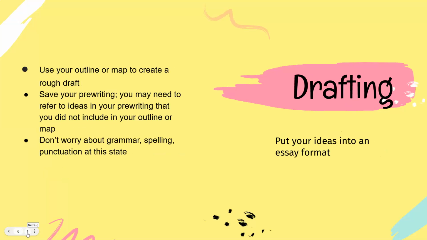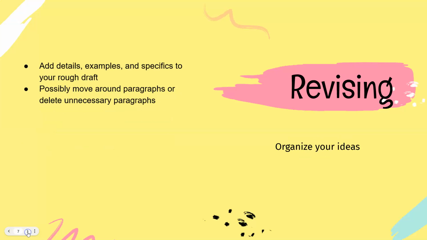Drafting is the next step where you use your outline, or maybe if you used a map, whatever you use to organize your ideas. You're going to take that and write the first draft. And in this step, you don't really need to worry about things like grammar and spelling and punctuation. Mainly, you're focusing on just getting your ideas down into an essay format.